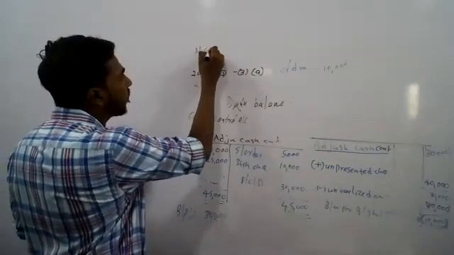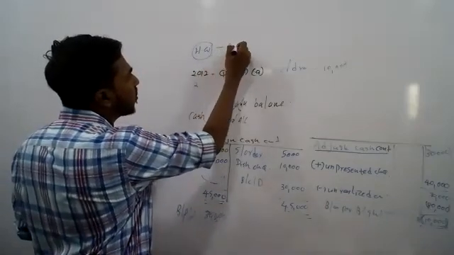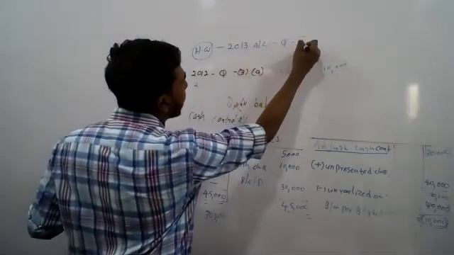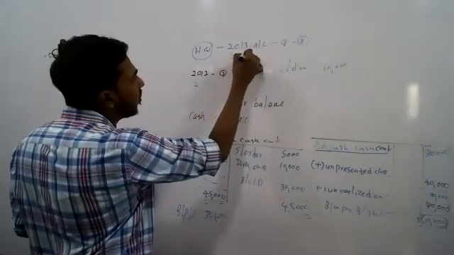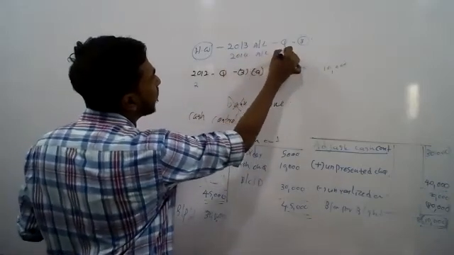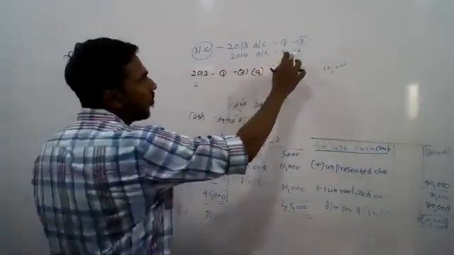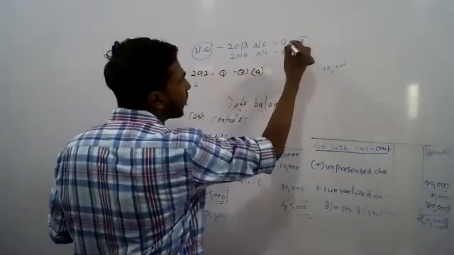Homework is 2013 A level, question number 3. 2014 A level, question number 3. I want these on Tuesday. 2014 also, question number 3.